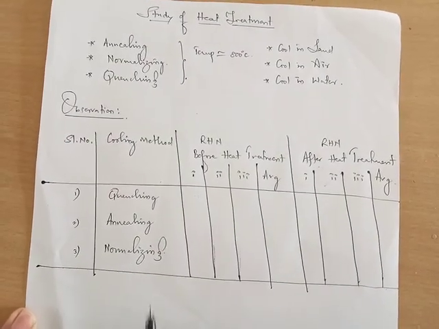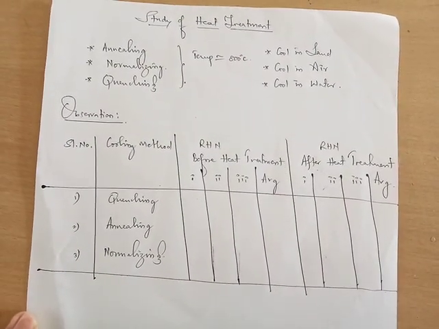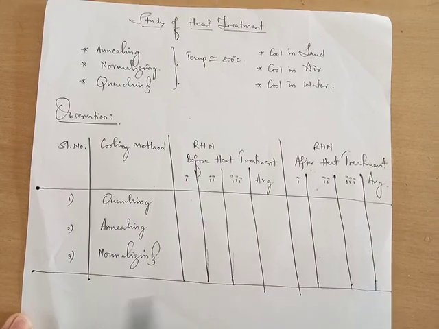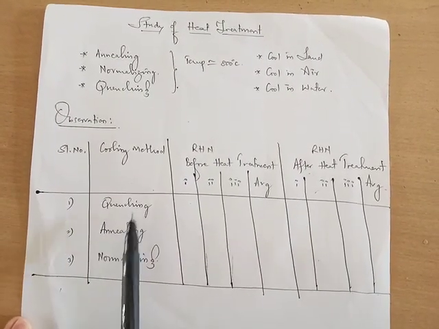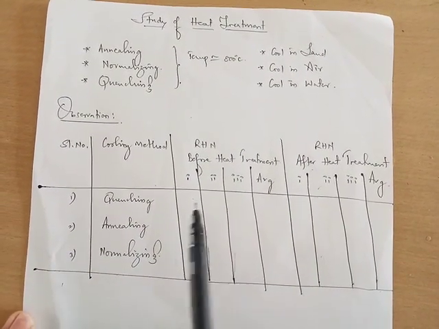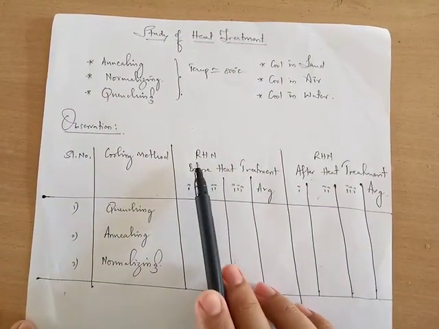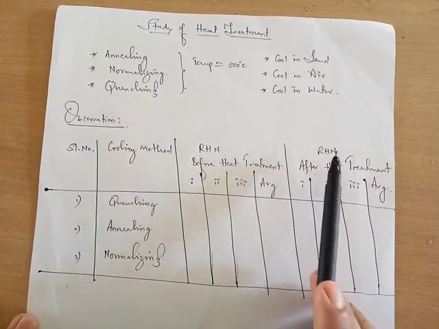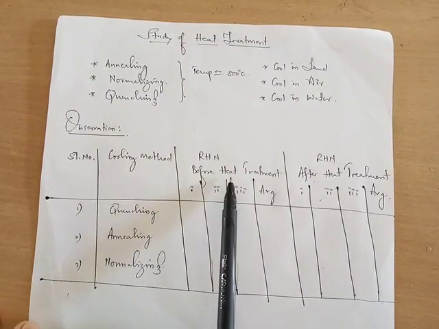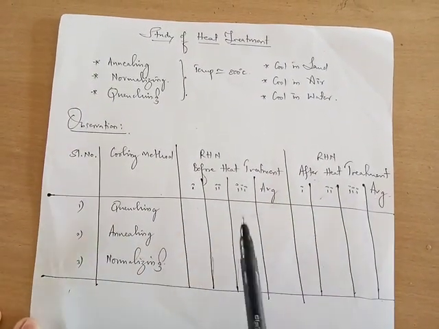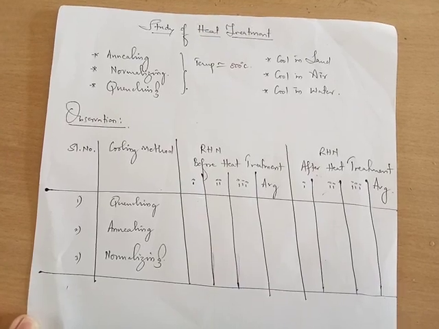I have noted the tabular column or observation table for you. It consists of three serials: quenching, annealing and normalizing. We are going to check RHN in each case. You already studied this experiment. RHN is Rockwell hardness number. Before heat treatment and after heat treatment, what are the differences in Rockwell hardness number? You need to note it down.